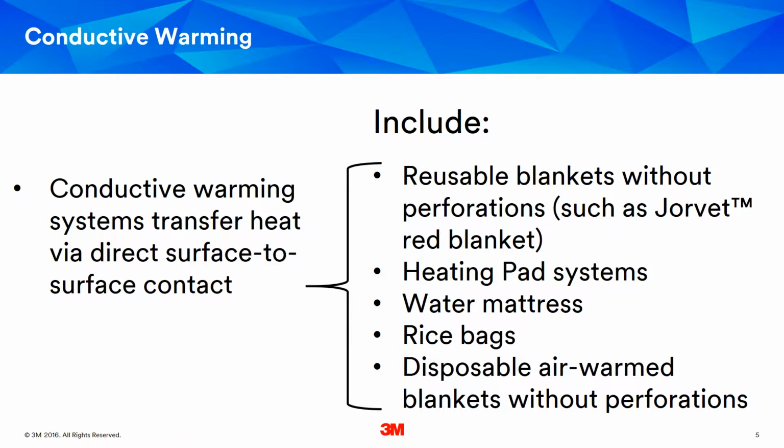Some examples of conductive warming include reusable air-warmed blankets that do not have perforations. One example of this would be the red Jorvet blanket. Heating pad systems, water mattresses, and rice bags. These systems predominantly warm at the pressure points, again, where the skin makes direct contact. These types of systems may and have caused serious thermal injury and even death.